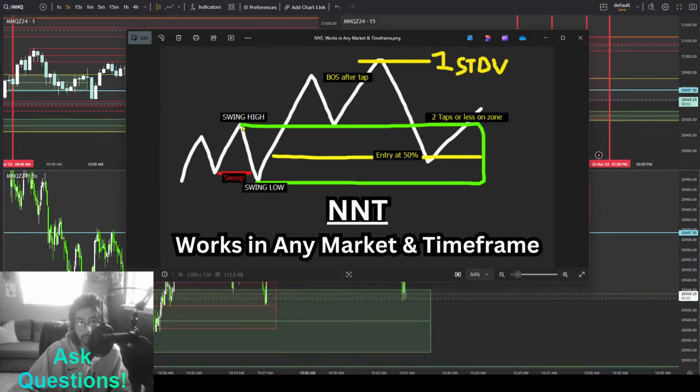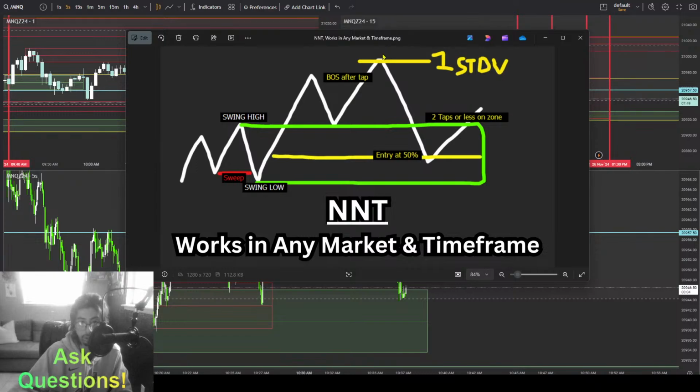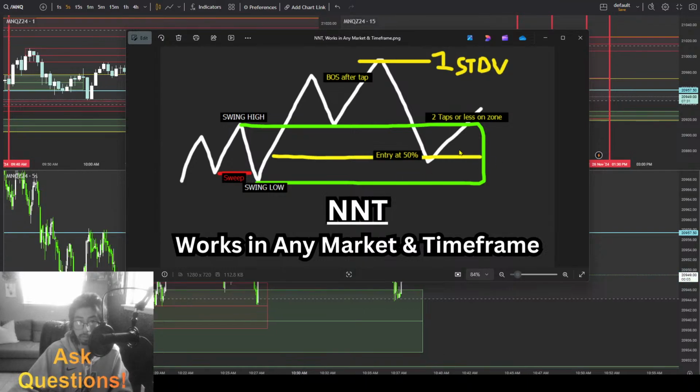We're looking for a sweep: swing high, swing low, swing high, swing low. So we get the swing, we look for the sweep, we create the zone. We want a tap, then a break of structure after the tap. The break of structure happens, and then we want it to reach standard deviation. And after, we want less than 2 taps on the zone. So if we get no taps, perfect. If we get 1 tap, okay. 2 taps, okay. 3 taps, we take the order off. We enter at 50%, put our TP above, our stop 1 tick below. Super mechanical. It's super easy.